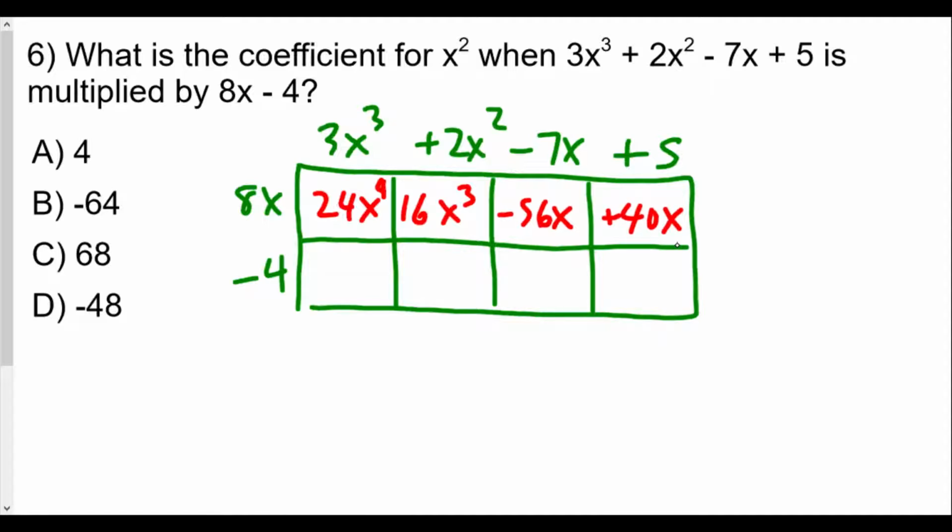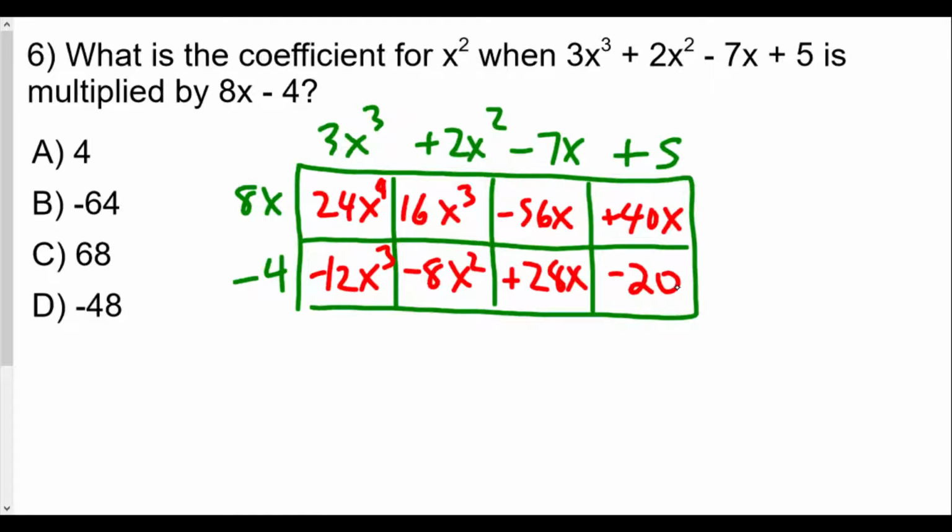Now, we multiply negative 4 with all the top terms of the polynomial. So negative 4 times 3x cubed is going to be negative 12x to the third. Negative 4 times 2x squared is negative 8x squared. Negative 4 times negative 7x is positive 28x. And negative 4 times 5 is going to be negative 20.